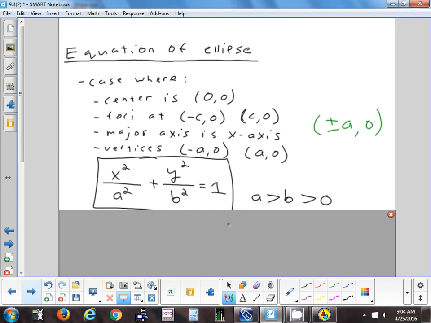So there's the equation of an ellipse. It's x squared over a squared plus y squared over b squared equals 1. A couple important things. It's always equal to 1. So if you ever have an equation not equal to 1, we have to make it equal to 1. a is always bigger than b, and b is bigger than 0. So in other words, a and b are always positive, and a has to be bigger than b.